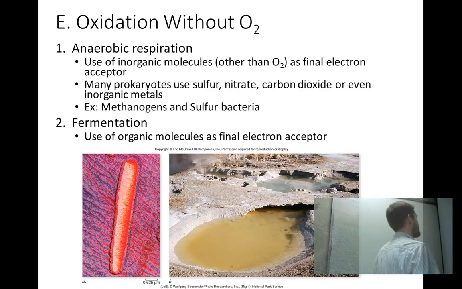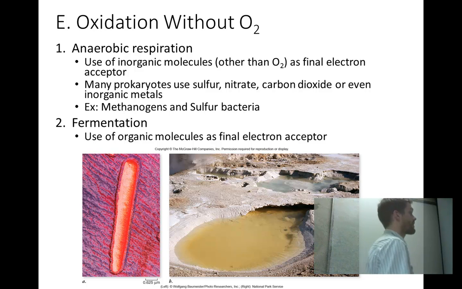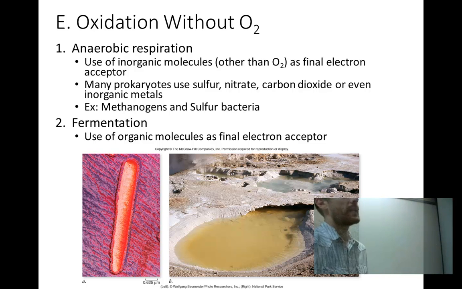Fermentation happens through all organisms; all are capable of fermenting. We do lactic acid fermentation. Yeast does alcoholic fermentation, and so that's how alcoholic beverages are made, by adding yeast to your grape juice. They ferment the juice and create alcohol.